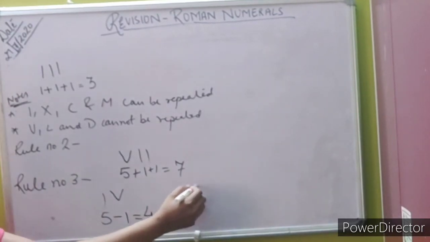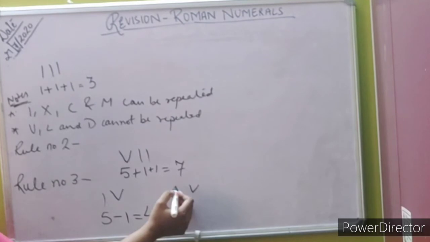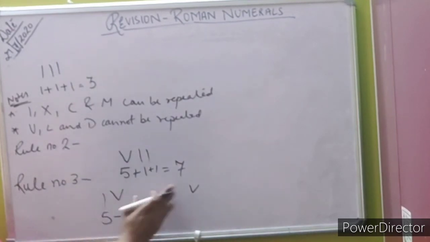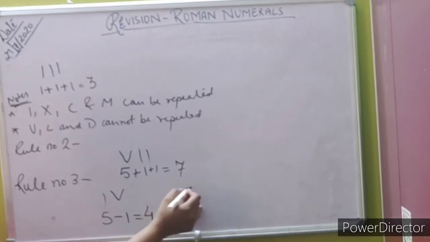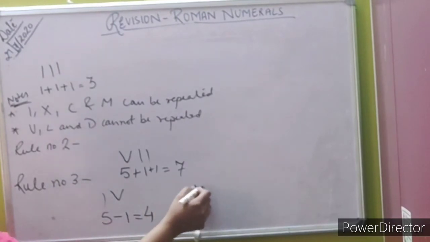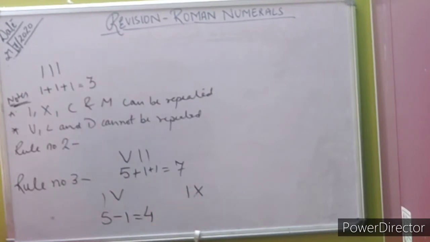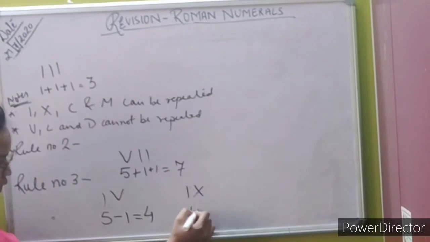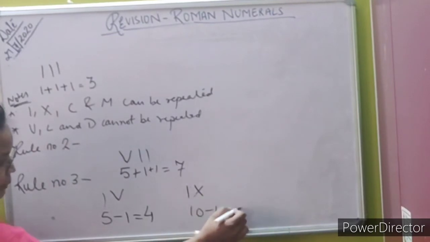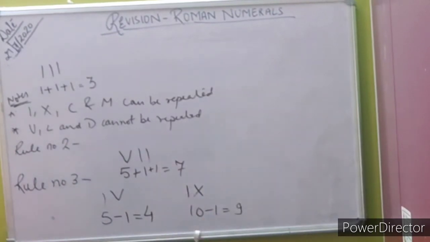Another example: X stands for 10 and I stands for 1. So now subtract: 10 minus 1 is 9.